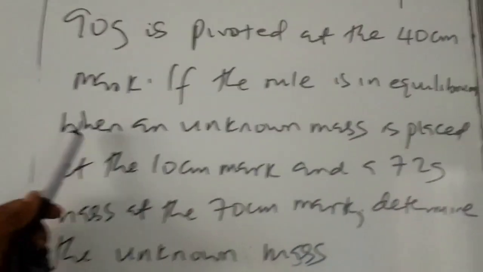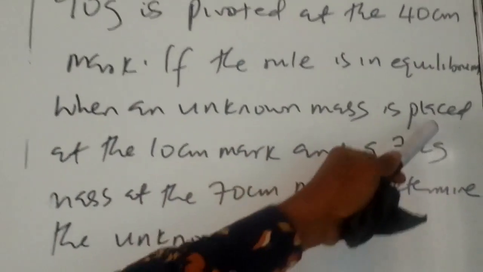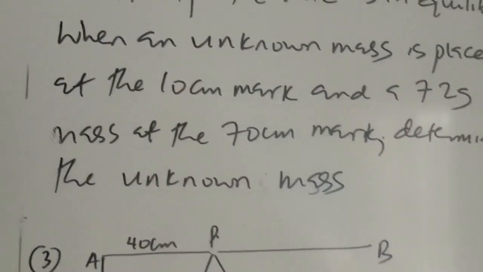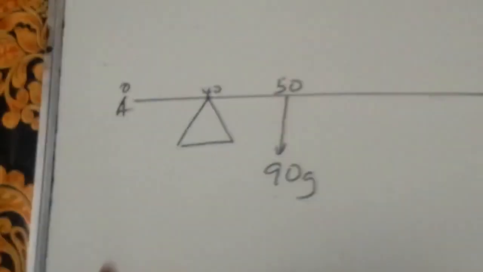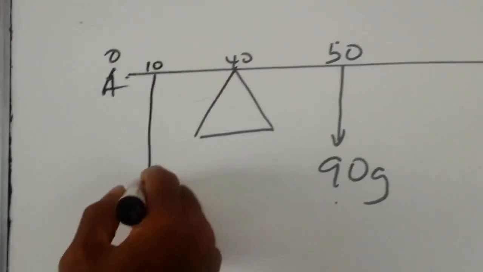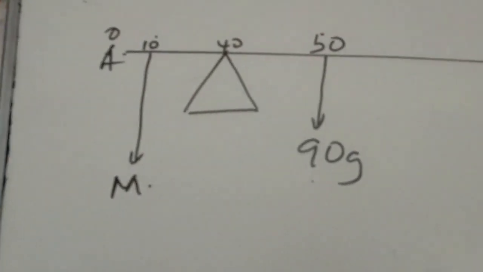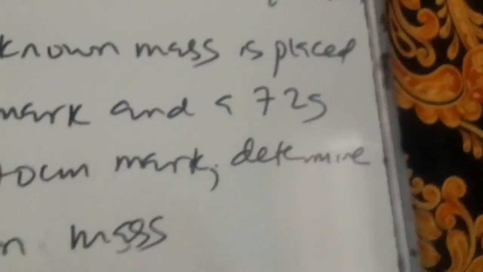If the rule is in equilibrium, when our unknown mass is placed at the 10 cm mark, we go to the diagram. The unknown mass at the 10 cm mark will be closer to 0. So our unknown mass, we don't know the mass, so let it be m at the 10 cm mark. Let's go back. Unknown mass at the 10 cm, and a 72 gram mass at the 70 cm mark.